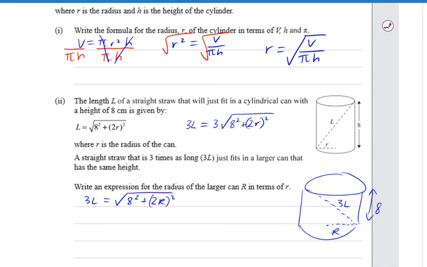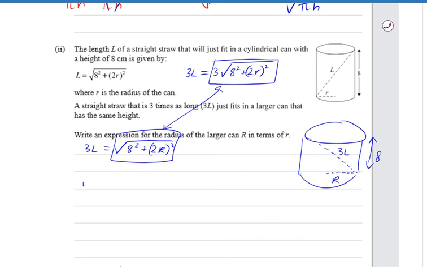And so we've got two different ways of expressing 3L. So if we want to, we can make these two equations equal to each other, because they are both equal to 3L. So let's write that out and see what we get. So we've got square root of 8 squared plus 2R squared is equal to 3 square root of 8 squared plus 2 little r all squared. And put that squared up here to show that it's applying to both. And that's all square rooted.